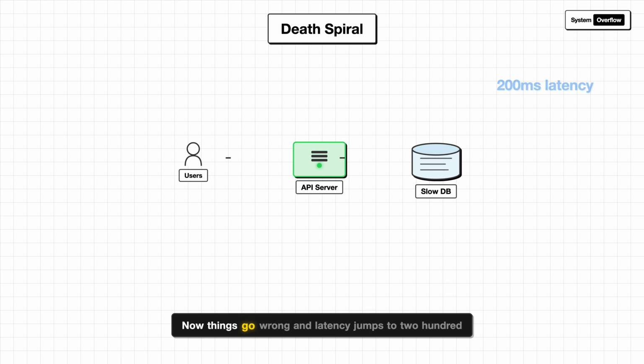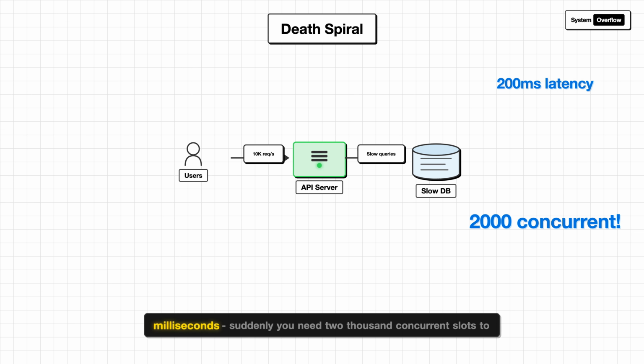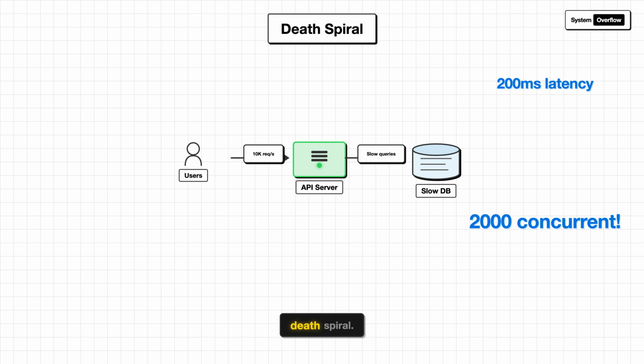Now things go wrong, and latency jumps to 200 milliseconds. Suddenly, you need 2,000 concurrent slots to maintain the same throughput. That's 4 times more resources. And if your thread pool maxes out at 1,000 threads, requests start queuing up, and the whole system enters a death spiral.